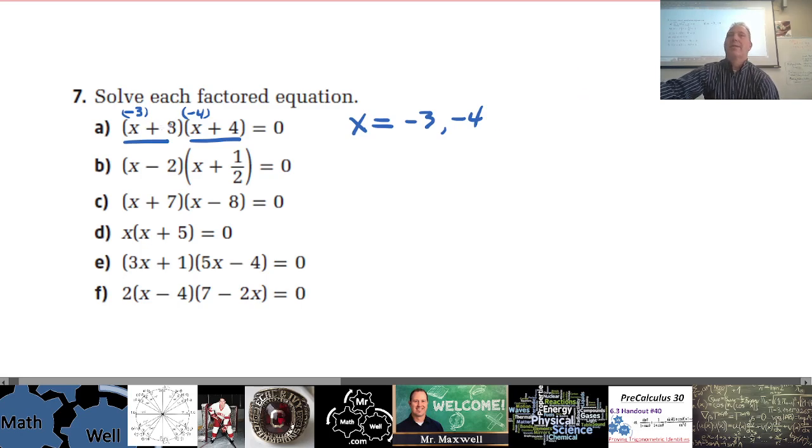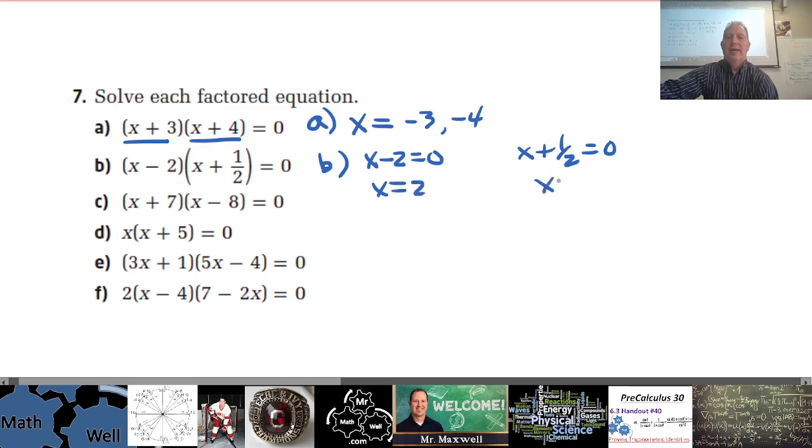You do not have to expand it. It's already in factored form. That's what you're going for. You want factored form. So these are already in factored form. Does everyone understand A? All right, so what you want to do is let each factor equal 0, and solve. So x equals 2, x equals negative 1/2 for B.